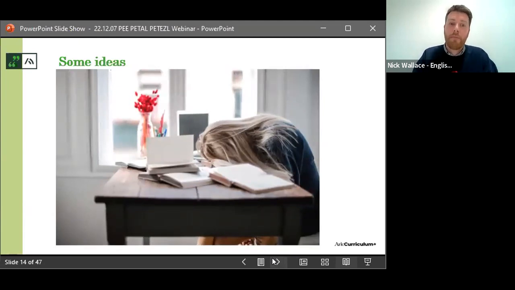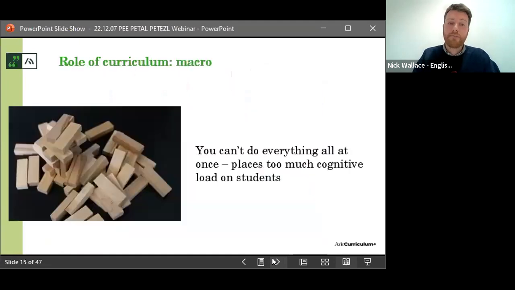What a huge amount of ideas, concepts, items of knowledge that we might be expecting or inviting students to implement at any one time in the curriculum or any one time in their analytical writing. So when we think about the role of the curriculum, it's important to acknowledge and recognise that when we're trying to build those analytical habits in students, it might be foolish to try to do everything all at once. We place too much cognitive load on students.